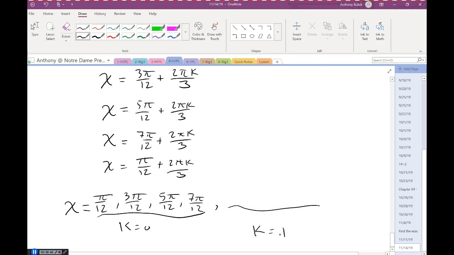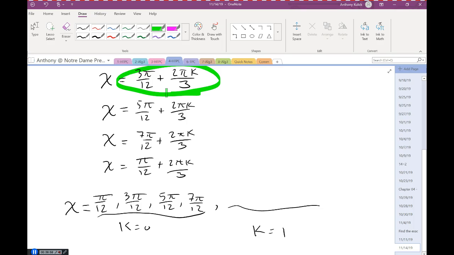Next, I'm going to write the solutions when k is 1. When k is 1, we'd have to make a common denominator here, right? That common denominator would be 12. So I'd really be adding 8 pi over 12. Is everybody okay with that? Can we see that? Just making a common denominator. Yes? Okay.